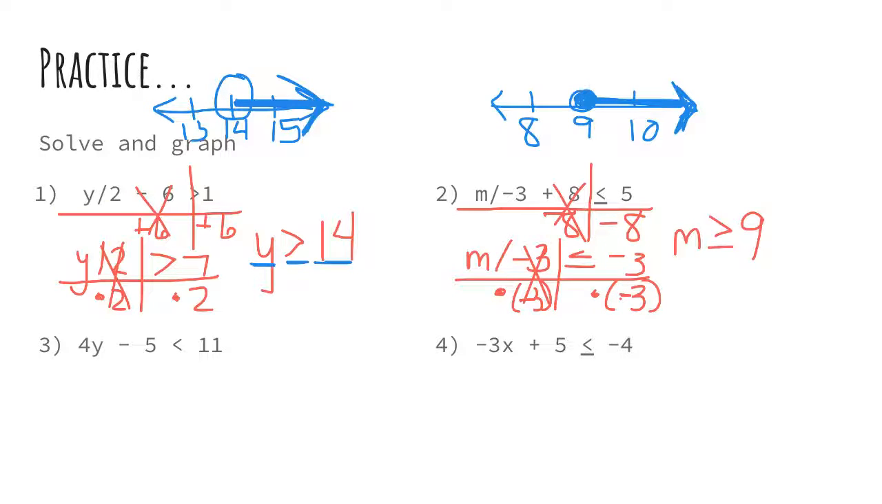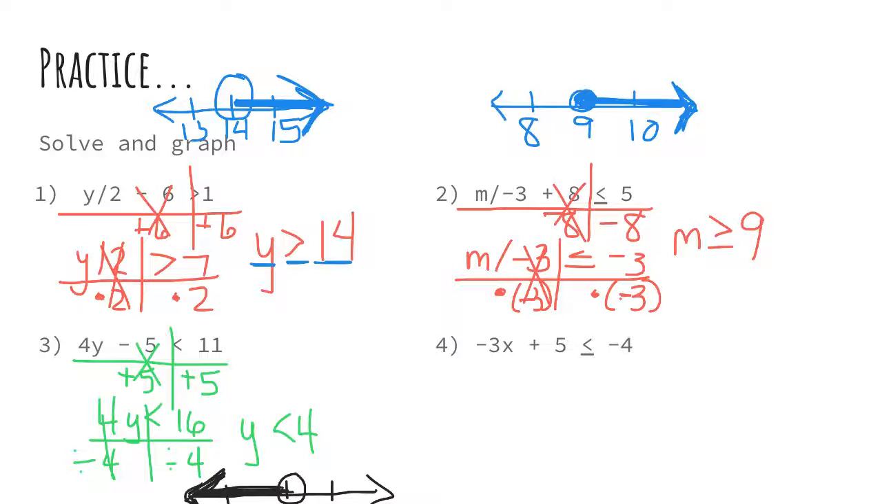Here's my solution to the second problem. First, I subtracted 8 from both sides. Then I multiplied both sides by a negative 3 and therefore had to switch my sign. So I have m is greater than or equal to positive 9, and so my graph is up above.